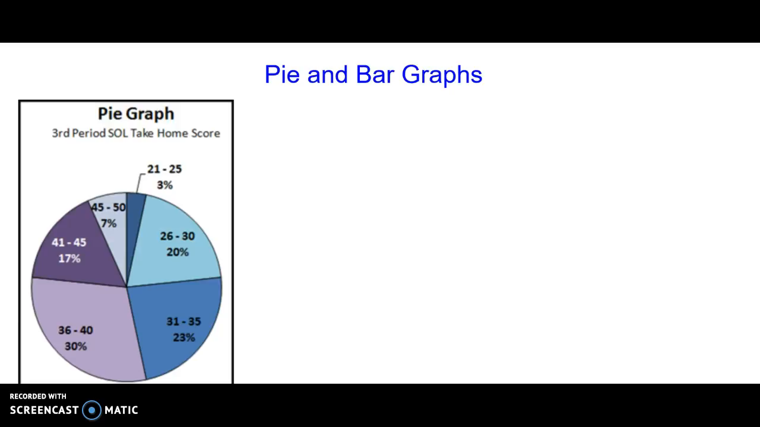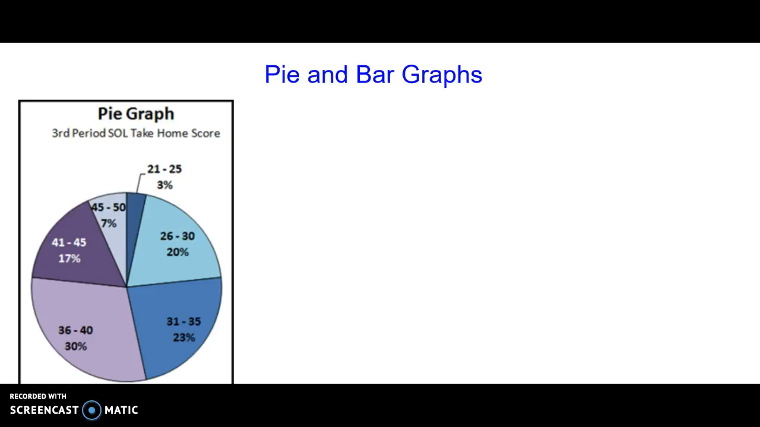A pie graph, also known as a pie chart, is a special chart that uses pie slices to show relative sizes of data to the whole. For example, in the pie chart we have here, we notice we have several different slices. Each one of those slices represents a specific percentage based upon the whole.